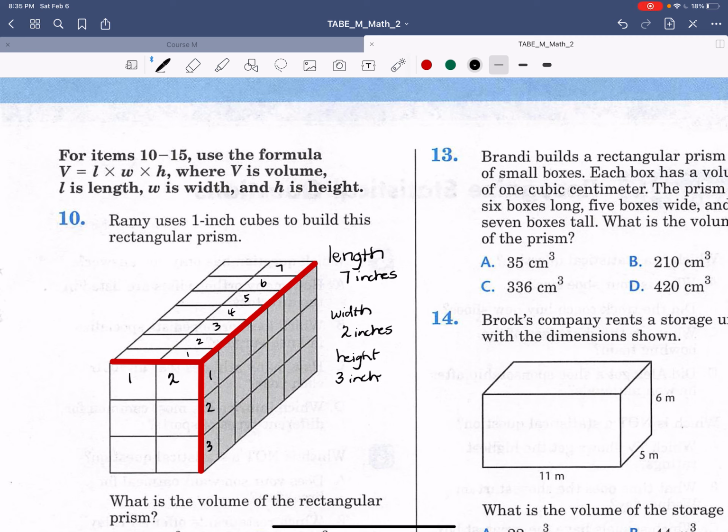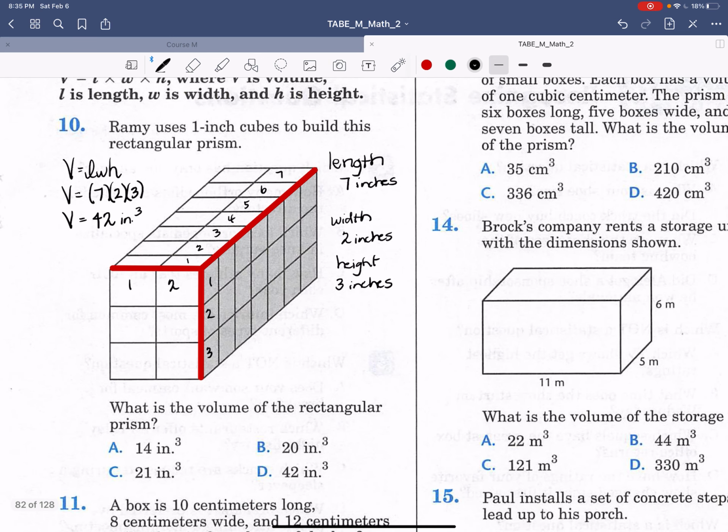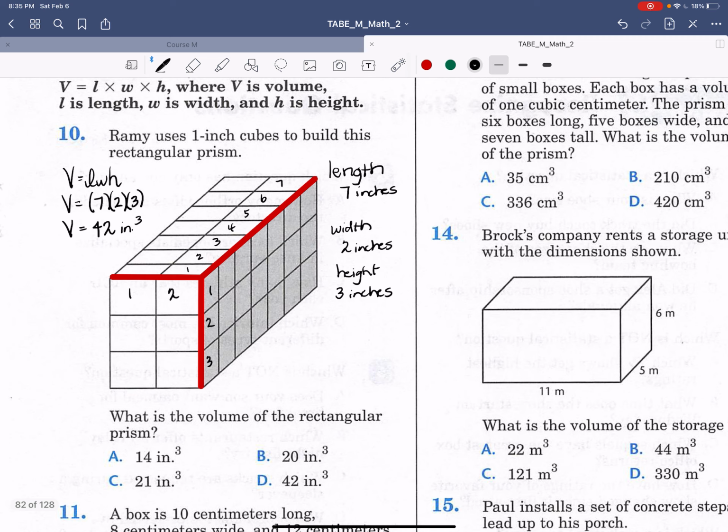And then you're ready to apply your formula. Volume is length times width times height. So volume is 7 times 2 times 3, and I believe that is 42 cubic inches. So I like D for number 10.